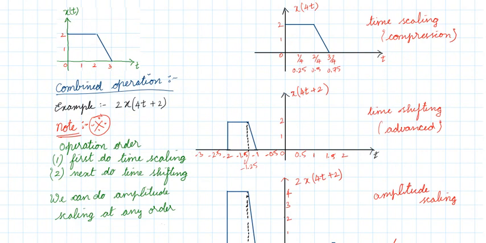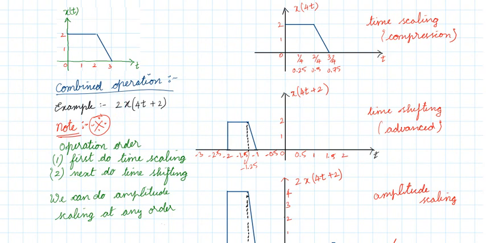Now we will see the combined operation. The example I am taking is 2x of 4t plus 2. What are the operations there? Time scaling, time shifting, and amplitude scaling. This 4t indicates time scaling, the plus 2 indicates time shifting, and this 2 indicates amplitude scaling.